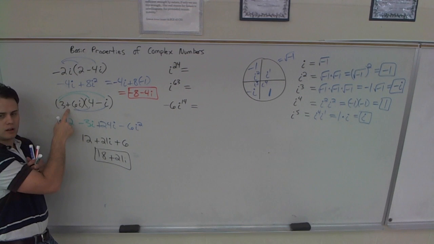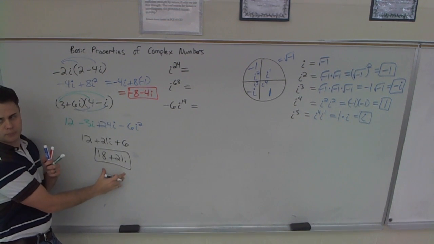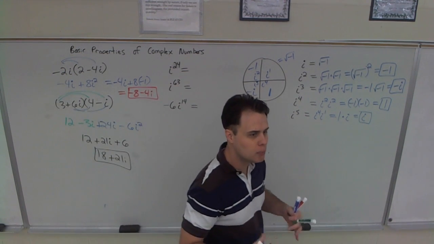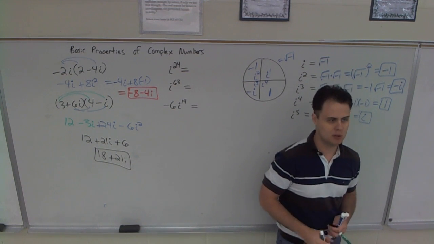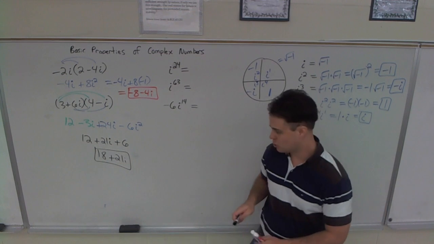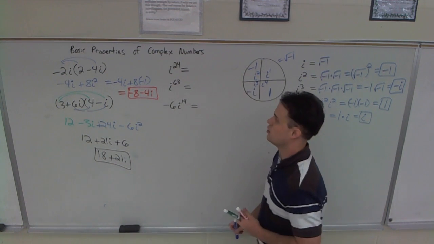One number times one number is one number. I know they have two parts, but that's one number. Complex numbers have real and imaginary parts, unless one of those is 0. Okay. Why don't you guys try, well, let's do some powers first, and then I'll give you guys a couple to try on your own.